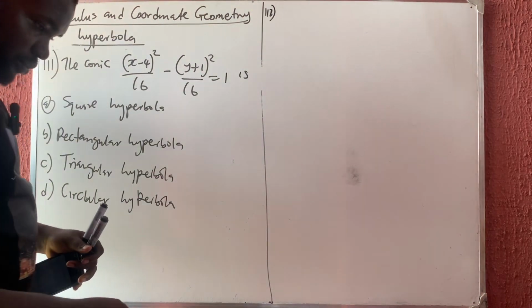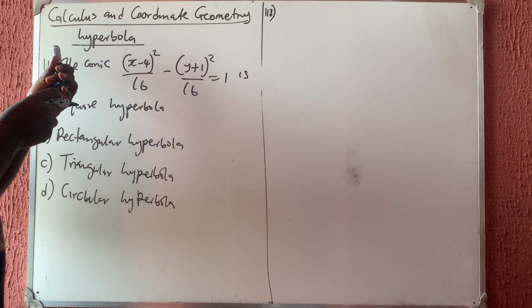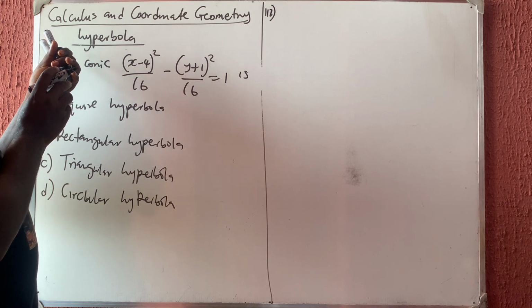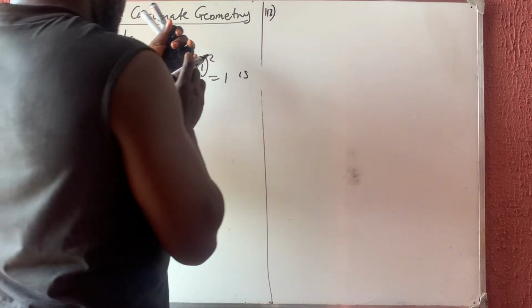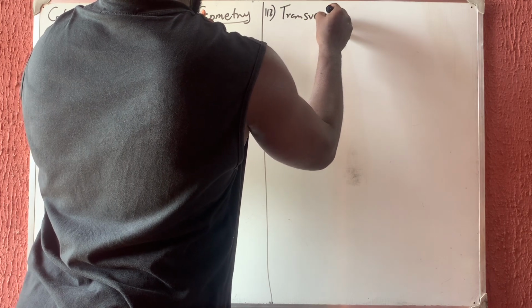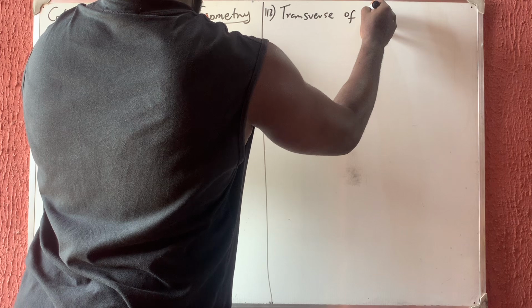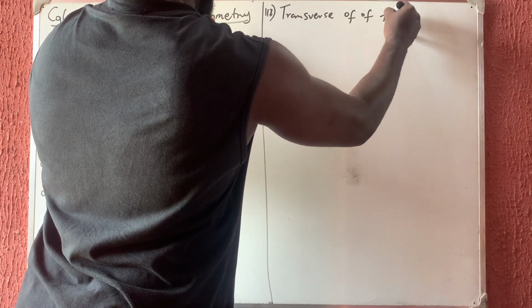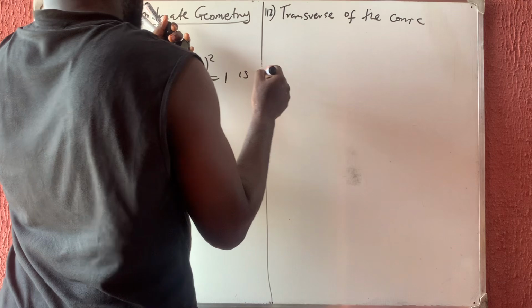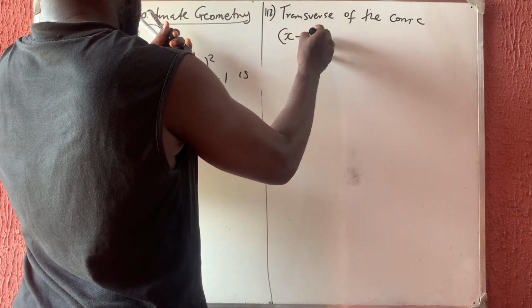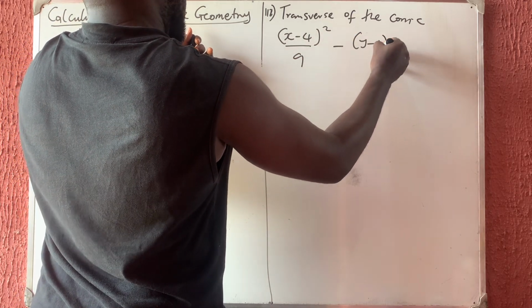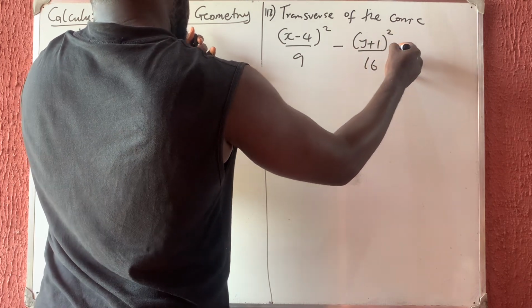So question number 112 said, transverse of the conic (x minus 4) all squared over 9 minus (y plus 1) all squared over 16 is equal to 1.